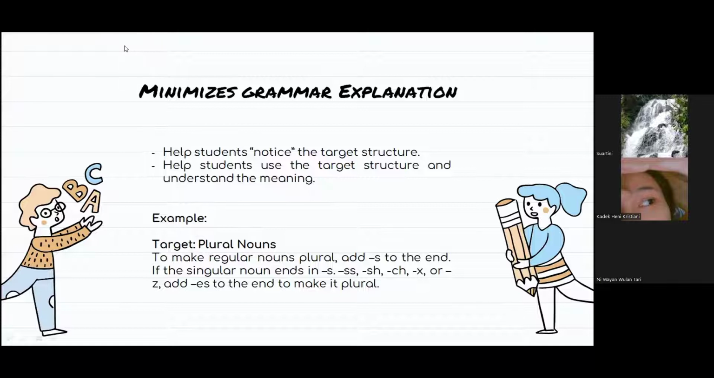For example, the target is plural nouns. In general, to explain plural nouns: to make regular nouns plural, add s to the end. If the singular noun ends in s, double s, sh, ch, x, or z, add es to the end to make it plural. If we explain like this, the children aren't good at understanding the grammar explanation. So we must explain it more simply. So how?